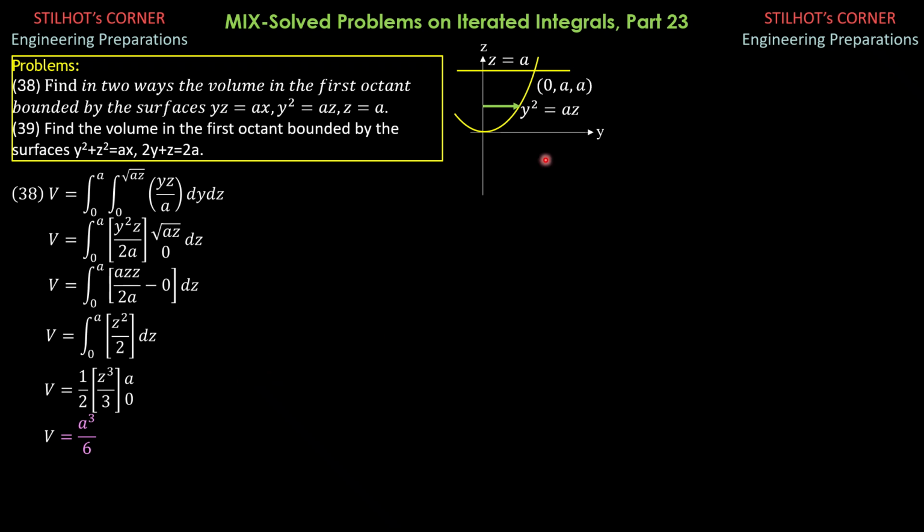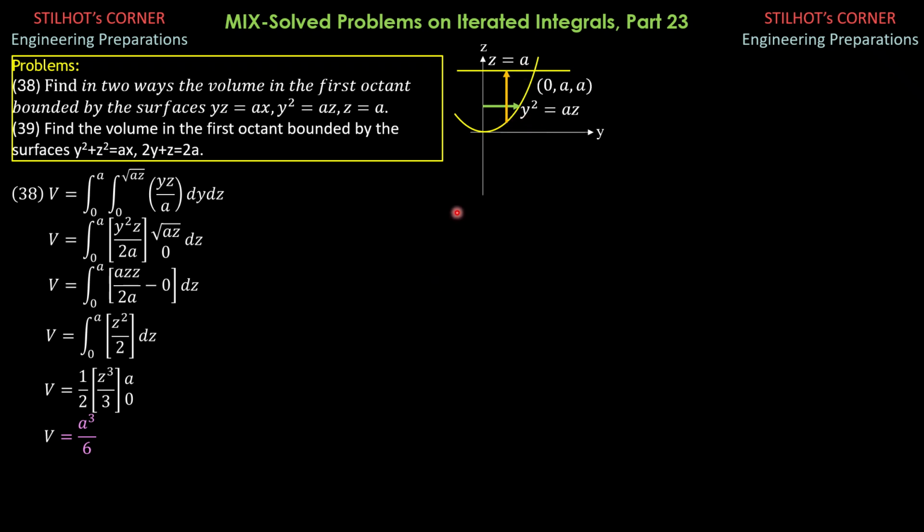For our second solution, let's make y our final variable. So y ranges from 0, that's the thickness of the strip. So limits for y would be from 0 to a. Then our inner limits would be that of z. The lower z is y squared over a, and the upper z is a.